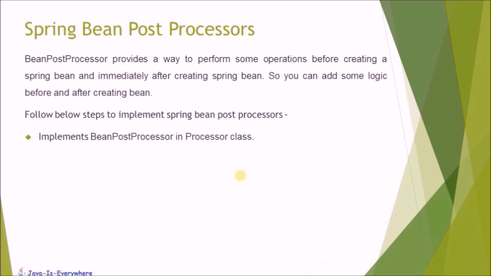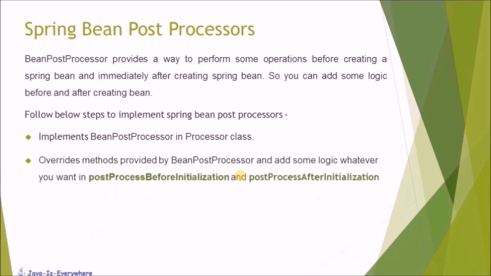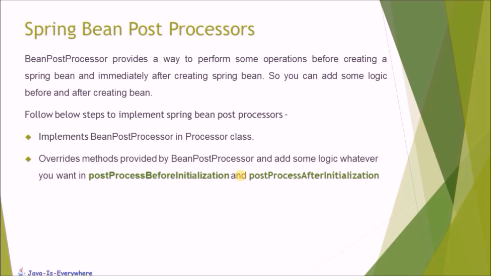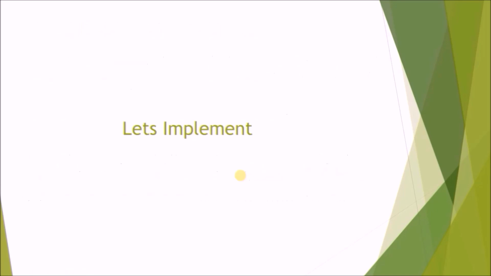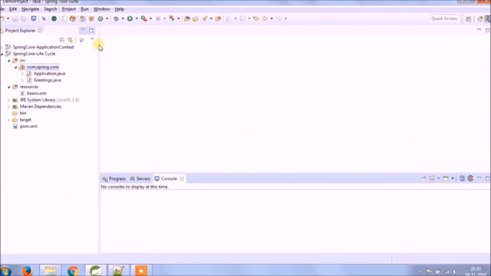Implement BeanPostProcessor in the processor class. Override the methods provided by BeanPostProcessor and add whatever logic you want in postProcessBeforeInitialization and postProcessAfterInitialization. Create a bean for the class that implements BeanPostProcessor in the XML file. Let's implement.